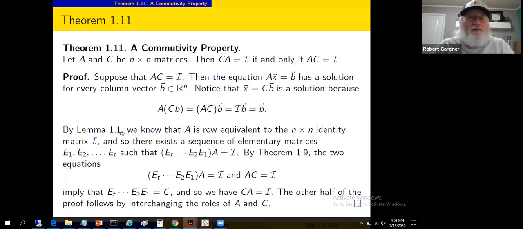We know, here comes the row equivalent to the identity stuff, by Lemma 1.1, that happens when and only when matrix A is row equivalent to the identity. So matrix A is row equivalent to the identity. There's a sequence of elementary row operations that we can do to matrix A to produce the identity. Well, we can represent those with elementary matrices. That is, E1 on the left, times E2 on the left, up through E sub T on the left, times A will produce the identity matrix.